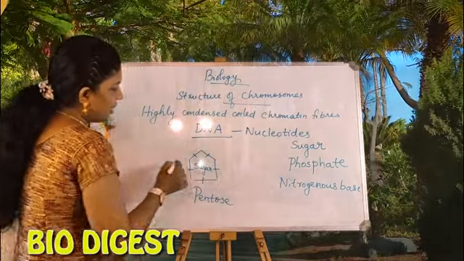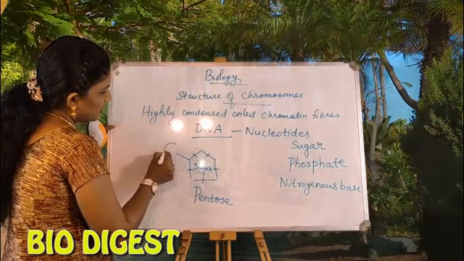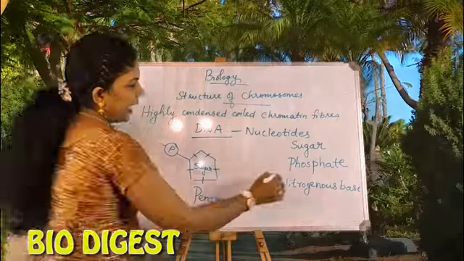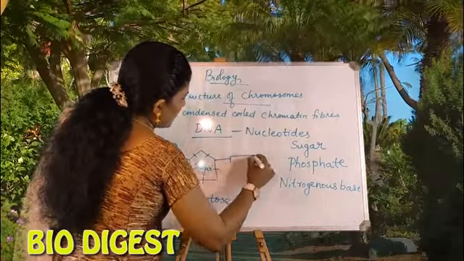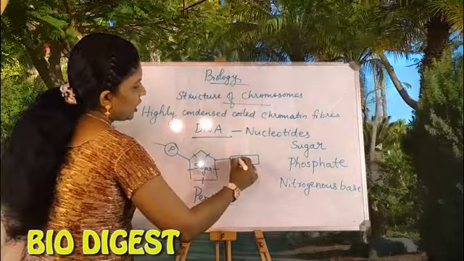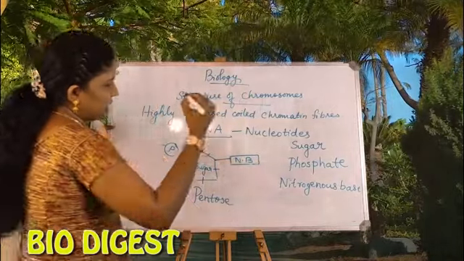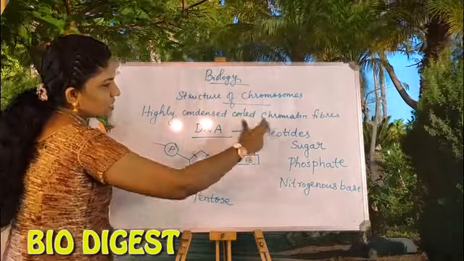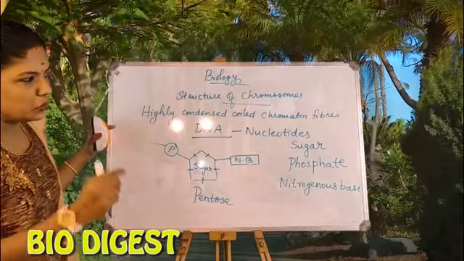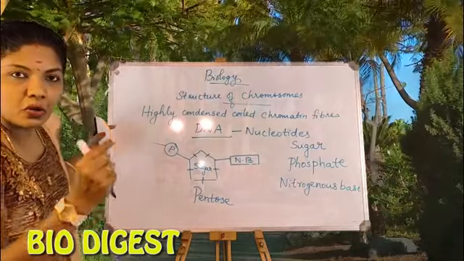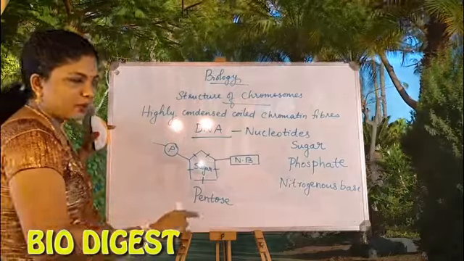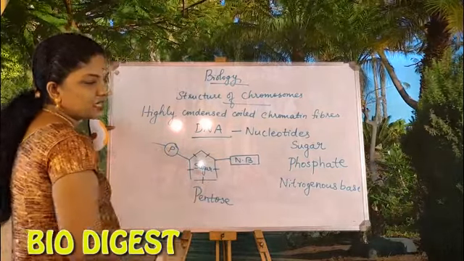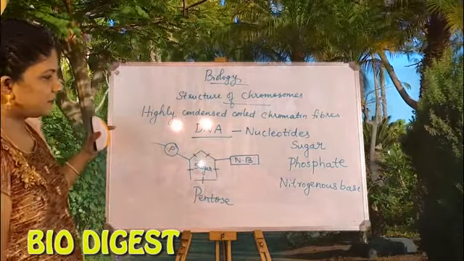Then I told you it is having a phosphate group attached. So there will be a phosphate group like this. Then there will be a nitrogenous base present. I am writing nitrogenous base as NB, for you to understand. This structure is what is known as a nucleotide. Nucleotides are the building blocks of DNA, which is made up of a pentose sugar, a phosphate group, and a nitrogenous base.